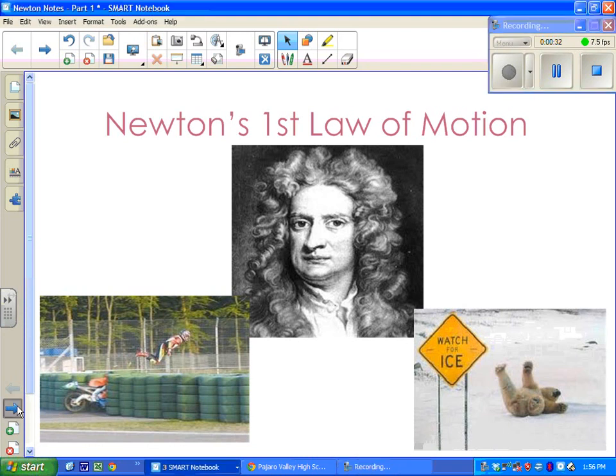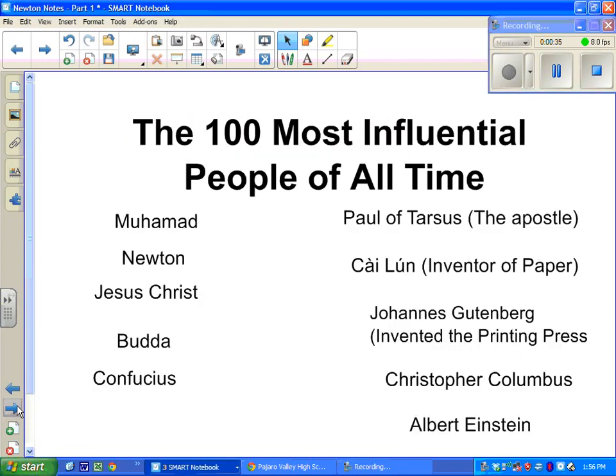So the first thing we talked about was, who is Newton? According to a book written by Michael Hart in the 1970s, Michael Hart listed the 100 most influential people of all time. And according to this list, Isaac Newton was number 2. He was right behind the Prophet Muhammad and before Jesus Christ, Buddha, Confucius. We also have on the list St. Paul, one of the apostles of Jesus, Kai Lun, who invented paper, Gutenberg, who invented the printing press, Christopher Columbus, who discovered America, the European discovery of America, and Albert Einstein.